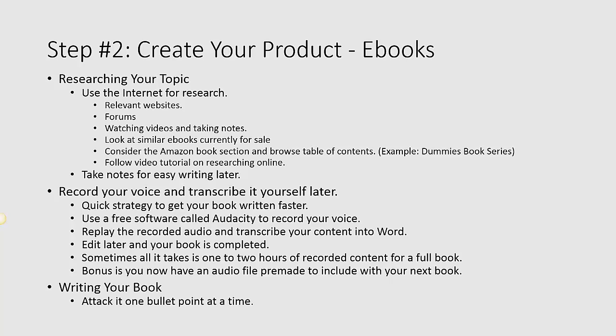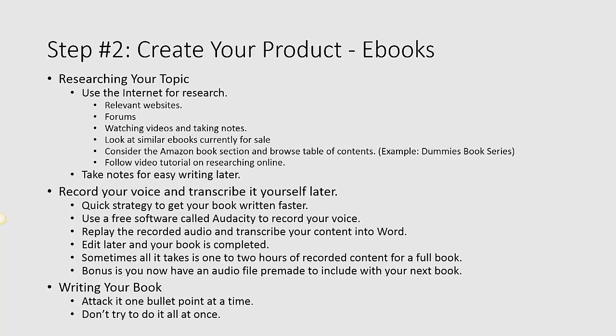So writing your ebook, again, if you don't want to do the writing method, you want to attack it one bullet point at a time, assuming that you're going to use the actual research method that I recommended, and the outline format that I go with. You don't want to try to do it all at once. You want to try to knock it out one bullet point at a time. Don't try to do it all at once. Don't try to do it all in one sitting.